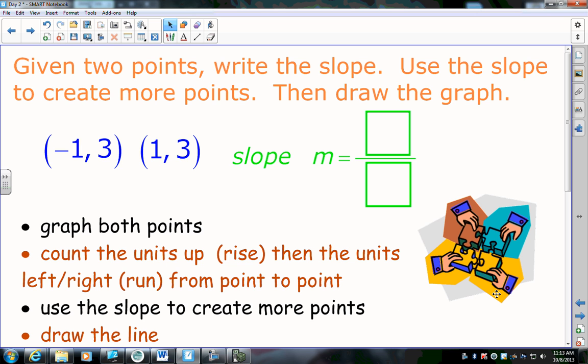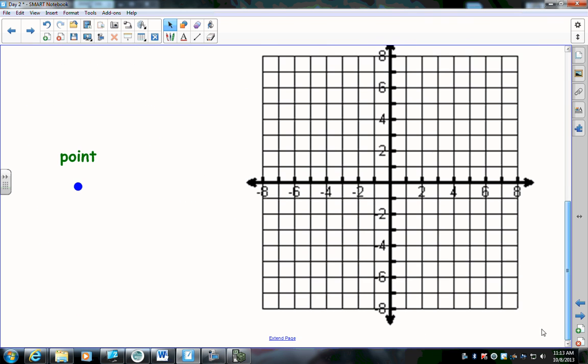All right, looking at the next one, we had these points. I asked you to do this as well. So I'm going to plot the point -1, 3. There's that point. The next point is 1, 3. Over 1 and up 3. Whoa. That is kind of weird.